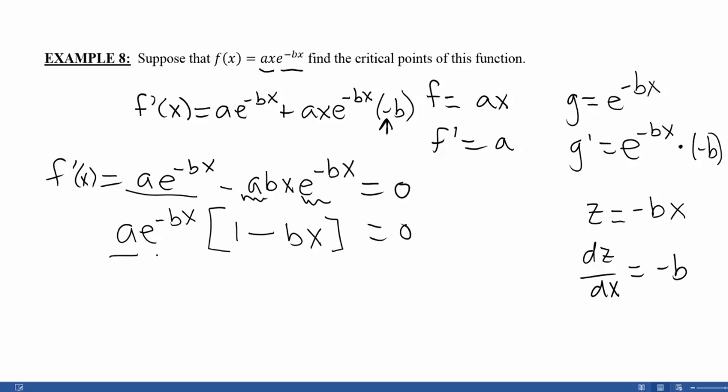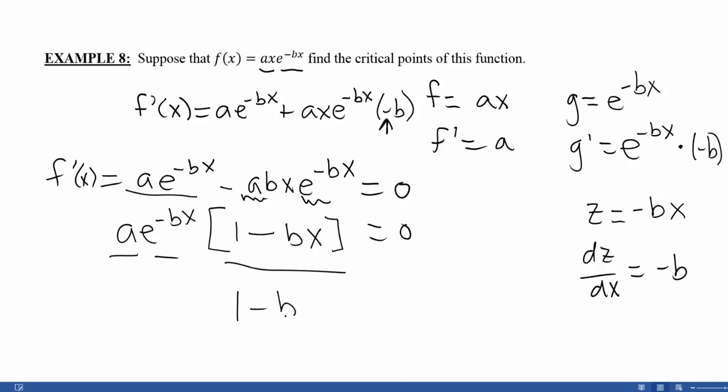Now I have 3 things multiplied together equals 0. Now a is a constant. And when we have constants, they are generally non-zero constants. So my a is not going to equal 0. E to the negative bx. Hopefully you remember from algebra what exponential functions look like, but e to the negative bx will never equal 0. There's nothing that you can plug into that function that will make it equal 0. Therefore, the only time I can get a 0 is from that last parenthesis here, 1 minus bx.